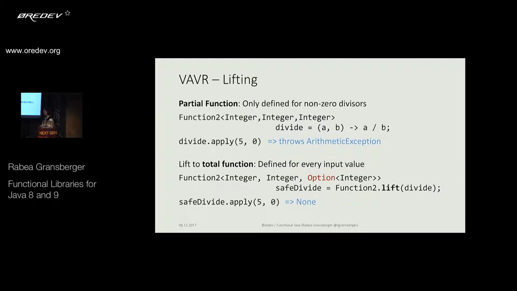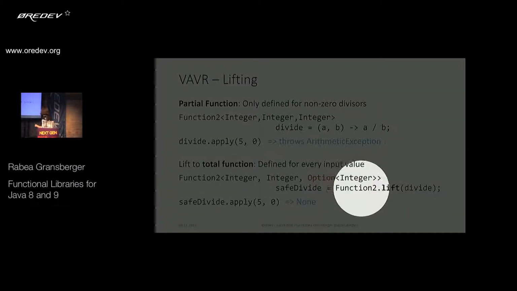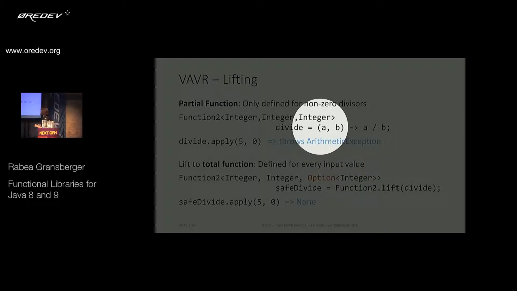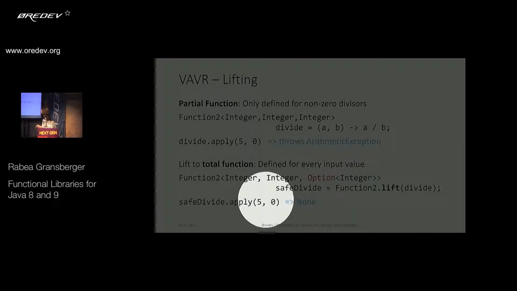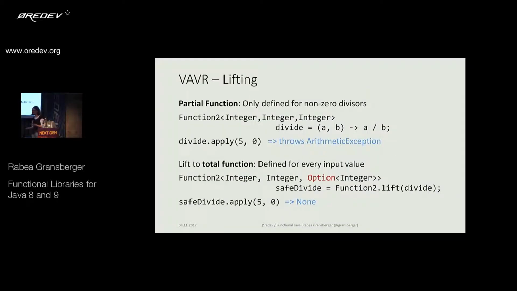And to make it a total function, we can call the lift method. What the lift method does, Function2 lift, is convert the integer return value of the function to an option. So in Java 8 it's Optional, in Vavr it's Option. And now we have a totally defined function. So if we call 5 divided by 0, it now gives us back None. It doesn't throw an exception, so it's totally defined.